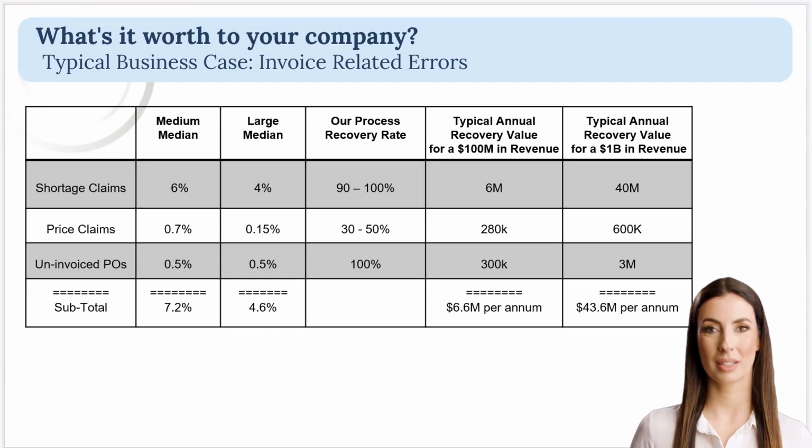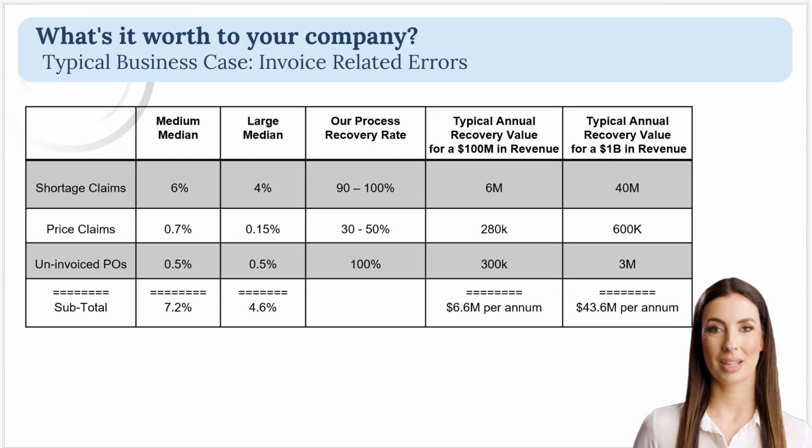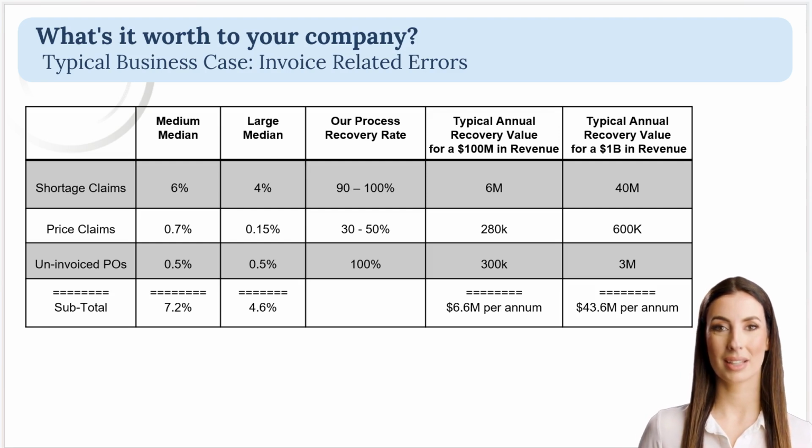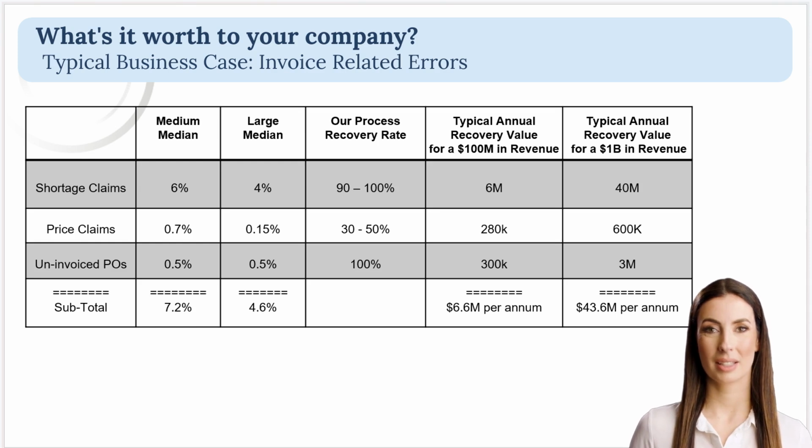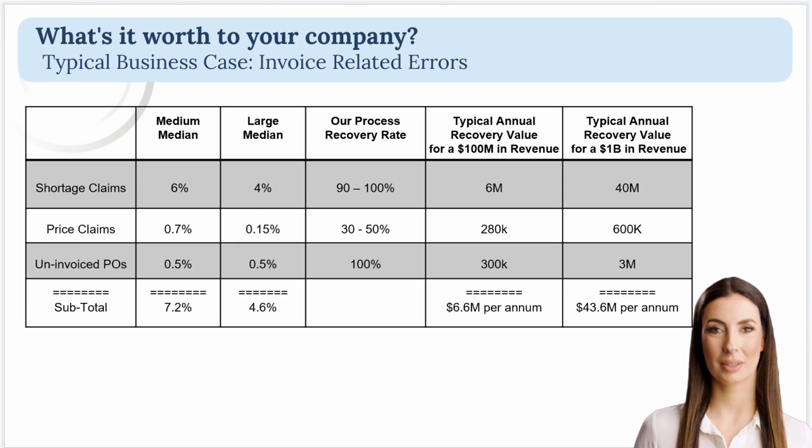So, what's it worth to your company? After serving thousands of vendors of various sizes, we are going to summarize the opportunities based on invoice claims errors and then supply chain penalties or marketing services errors. We also break out the difference between mid-size and large vendor accounts, those in the $100 million per year range to those in the billion-dollar-plus range.